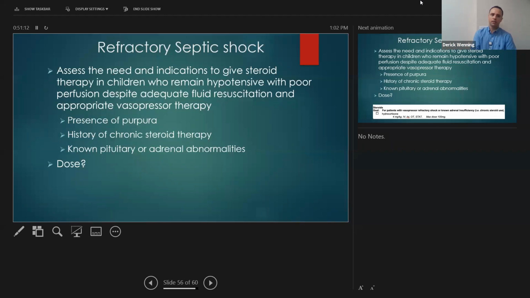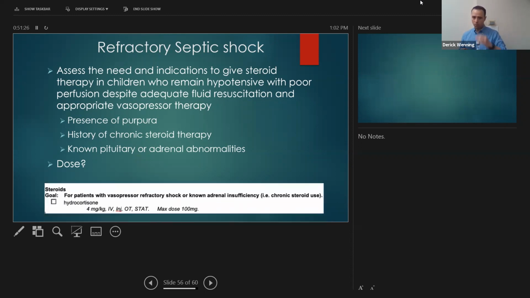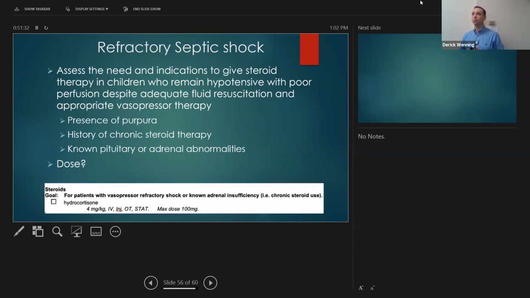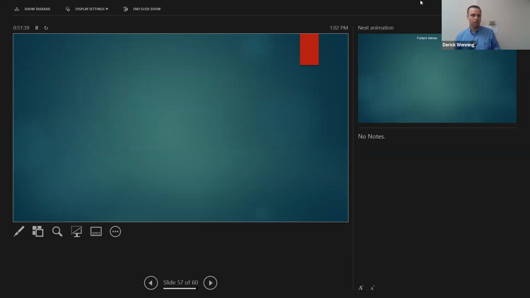Refractory septic shock: assess the need and indications to give steroid therapy in children who are hypotensive with poor perfusion despite all the volume and despite all the vasopressors, especially if they have purpura, a history of chronic steroid therapy, or known pituitary adrenal abnormalities. You're going to give them hydrocortisone, dose 4 mg/kg, max dose of 100. I know some of them are based on milligrams per meter squared. Trust me when I tell you, I know this. We're never going to hit that. I'm never going to be able to measure a child in the ER. This is what I give. You're like, somebody measure it for me.